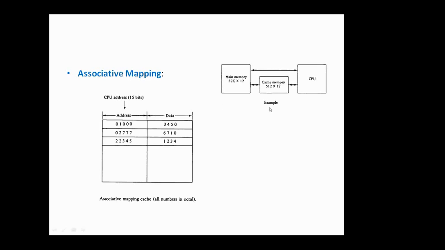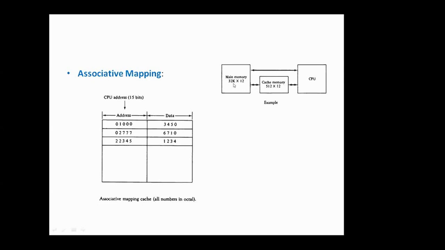Let us take an example. Let us say we have a cache memory which has a size of 512 into 12, and a main memory which has a size of 32K into 12. Based on this, let us try to understand how this associative cache will be and how its mapping will work. Since the cache memory here is 512 into 12, the word length is 12, which is the same here because the same word is stored in cache. What does this 512 imply? It implies that the total words in this cache is 512, which means it will have 9 address lines, as 2 raised to the power 9 is 512.